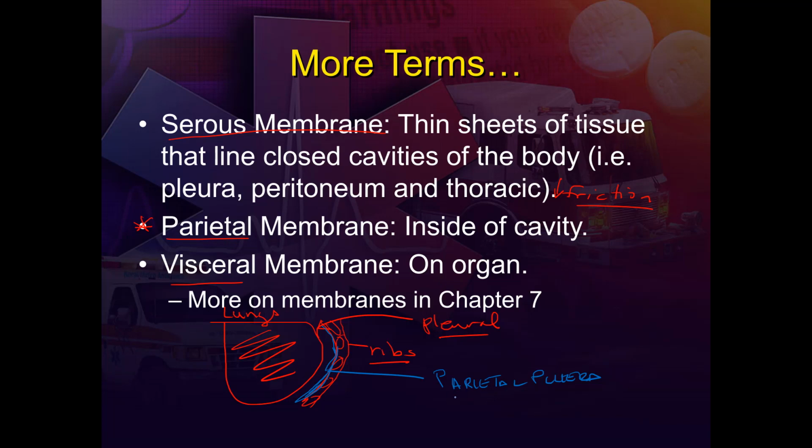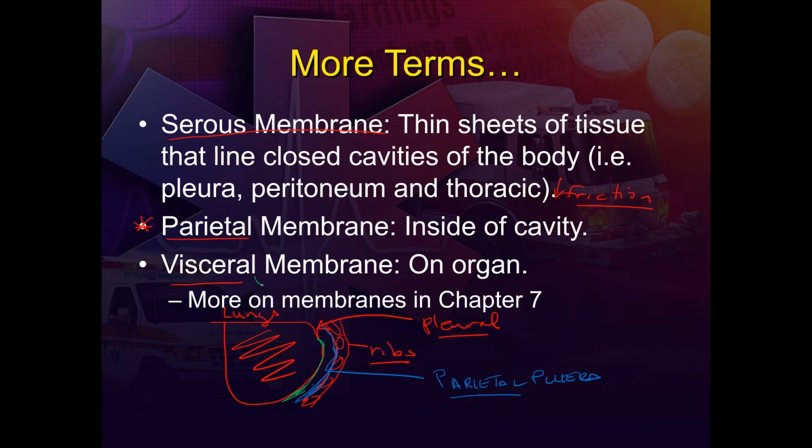So here's how we modify it. Parietal is always going to describe the inside of the cavity, the membrane lining the inside of the cavity. We use pleura here because we're talking about the lungs. We'll use green for our next membrane. The membrane that is lining the inside of the cavity that is on top of, so there's a cavity, this space here, the membrane that's on top of the organ is visceral.